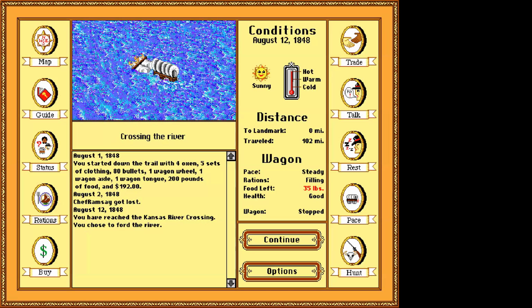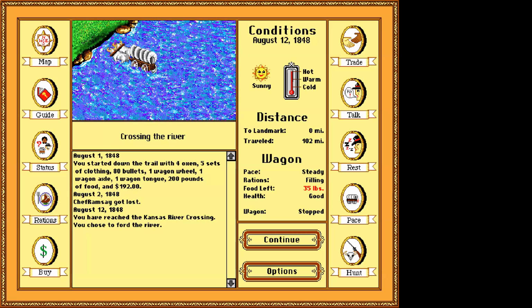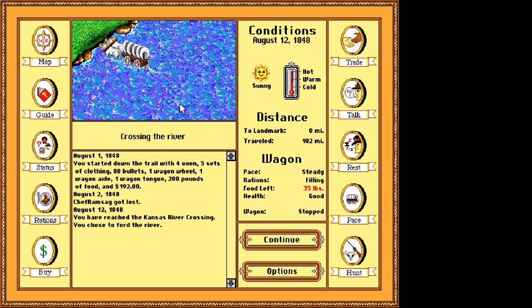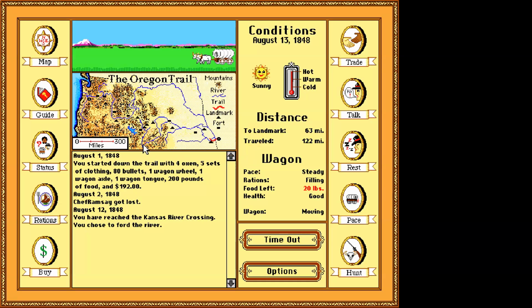Let's see what happens. Looking good so far. And did I make it? Yes, I made it safely across the river. Fantastic. Okay. Continuing on my journey. We're still traveling. You can see on the map where my cursor is, the red line. That's showing our journey. We got to make it all the way to Oregon. I found some wild fruit. Imagine my luck finding some wild fruit.